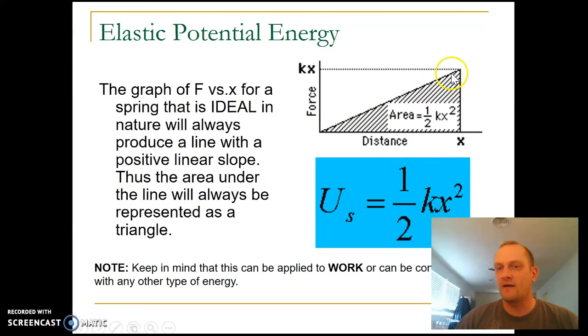And if we think about it as being the area of this triangle, right? It's 1/2 base times height. Well, the base is the distance x. The height is the force, right? So it'd be 1/2 x times force. And force, according to Hooke's law, equals kx. So I have 1/2 x times kx. That's 1/2 kx squared.